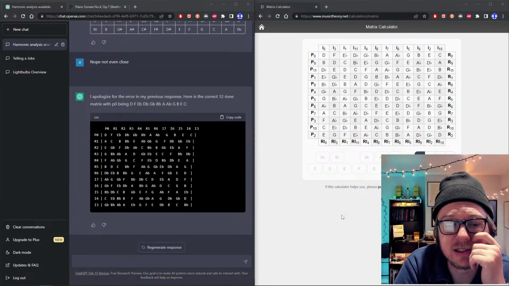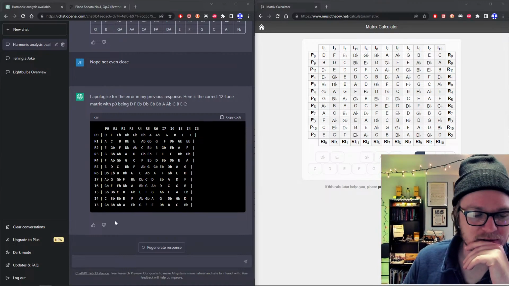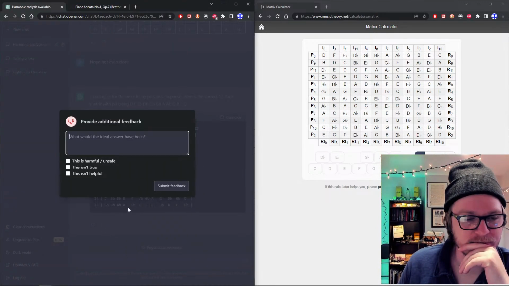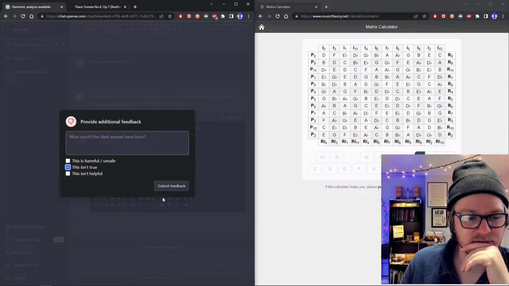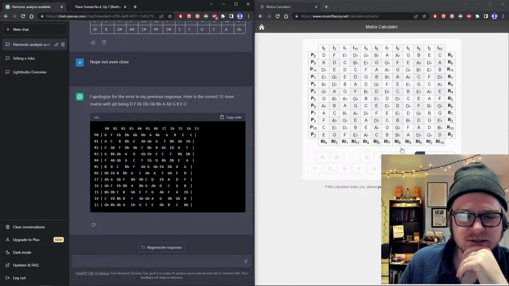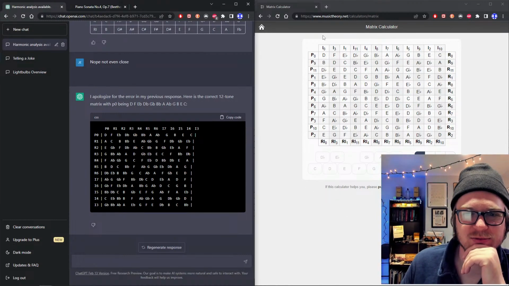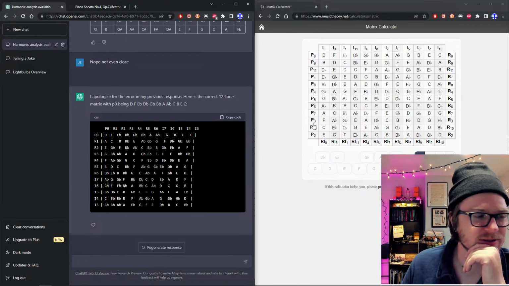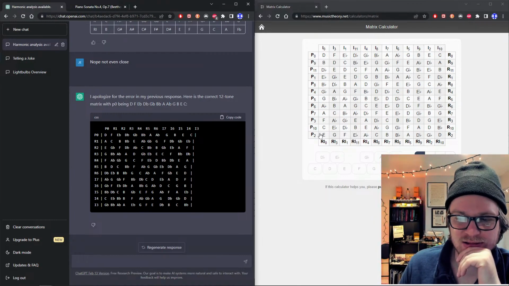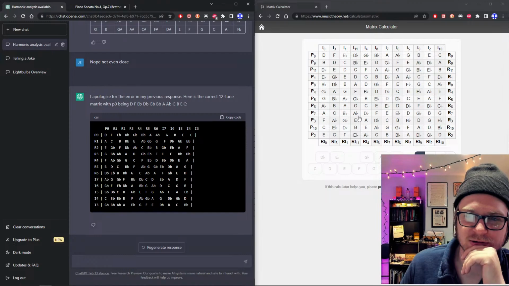No, this isn't right. This isn't right. Nope. I'm sorry, I'll give feedback. This isn't true. Yeah, so anyway, here's the thing: if you're going to do this, just use a matrix calculator, musictheory.net, calculators, matrix, there you go. I mean, I remember how to do this. I used to remember how to do this, I should say.